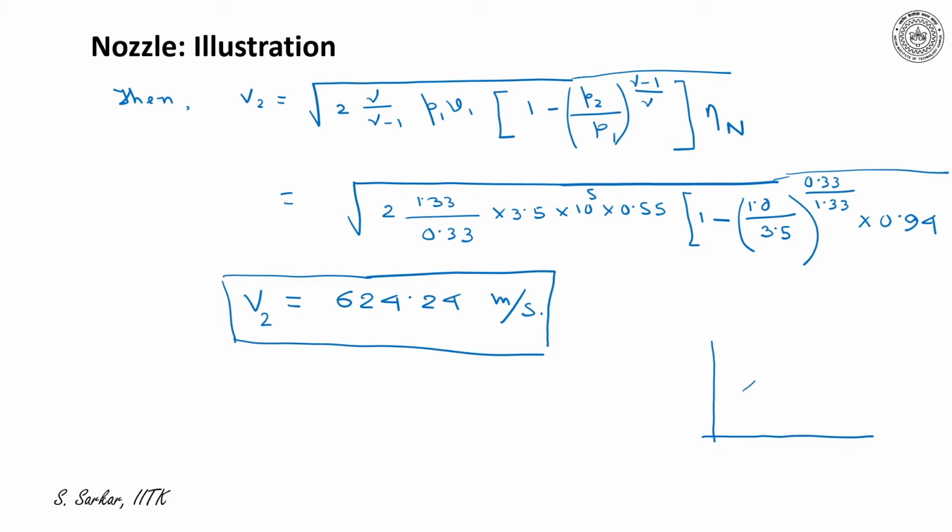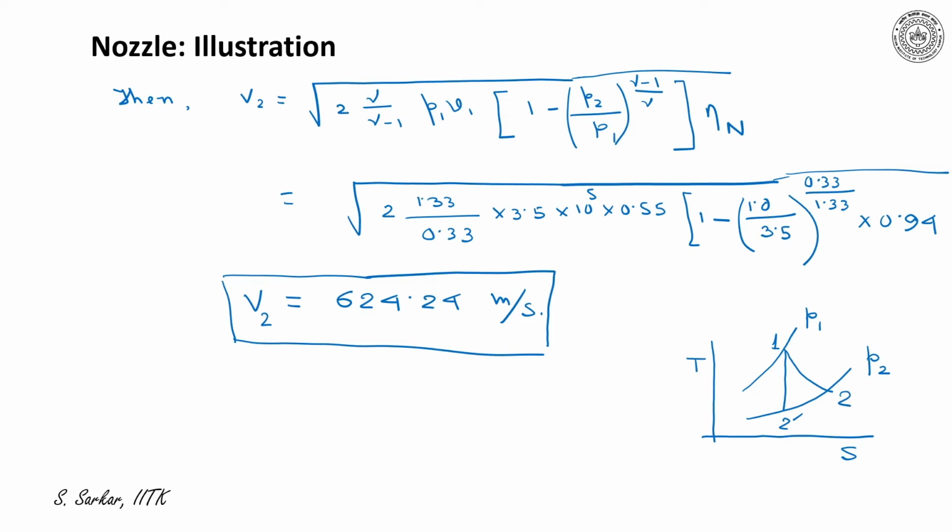This is the inlet pressure P1. This is the exit pressure P2. This is a temperature and entropy diagram illustrating flow through the nozzle. So 1, 2 dash with the isentropic expansion in the nozzle, and 1, 2 with the actual expansion in the nozzle.